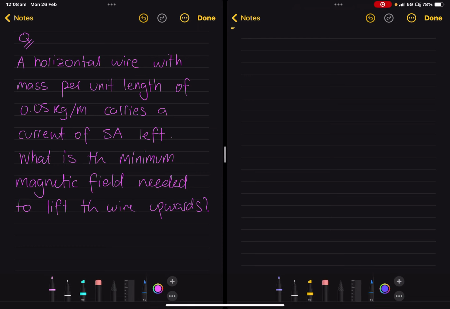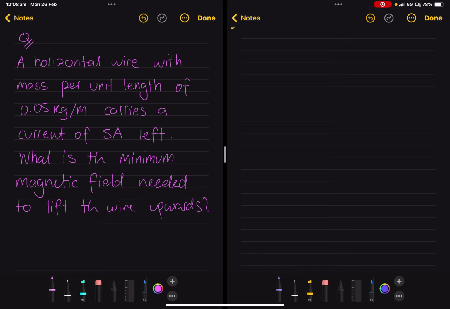Okay, so we'll take a look at another electromagnetics question. Here we are told a horizontal wire with mass per unit length of 0.05 kilograms per meter carries a current of 5 amps to the left. We are asked what is the minimum magnetic field needed to lift the wire upwards.